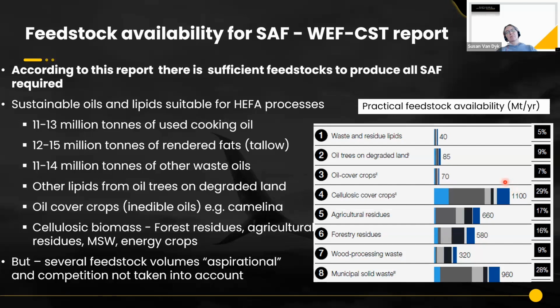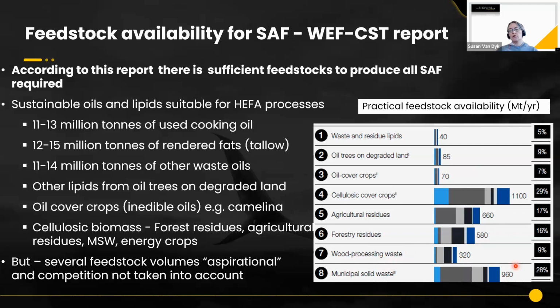So what you can see here is these wastes, about 40 million tons, but these oil trees, 85 million tons, oil cover crops, 70 million tons, these don't exist. So it doesn't make sense to say it's available when it's actually not. Cellulosic cover crops, this is not really available either.